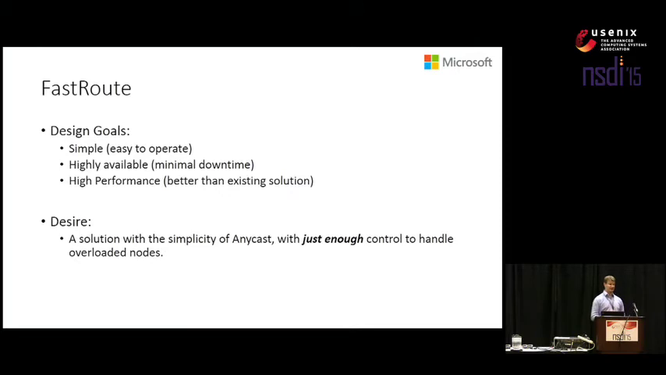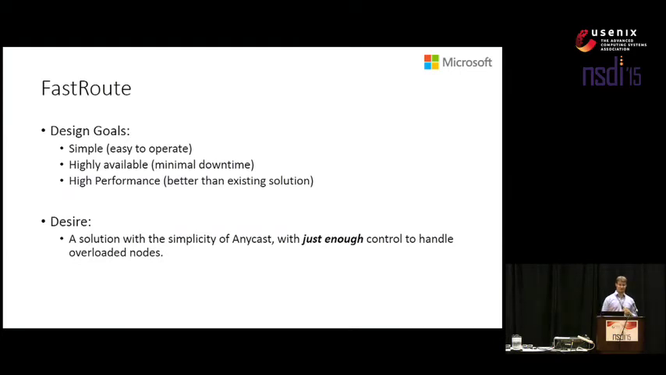So what we'd like to have is a solution with the simplicity of Anycast, but with just enough control to handle overloaded nodes. We're willing to sacrifice some performance in order to handle this particular situation. We don't exactly need 100% control over where we're directing traffic to. We just need enough to handle the overloaded node situation.